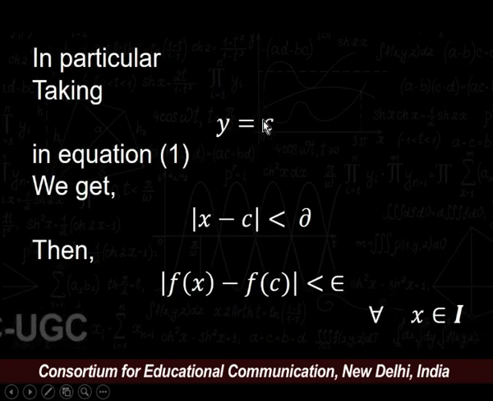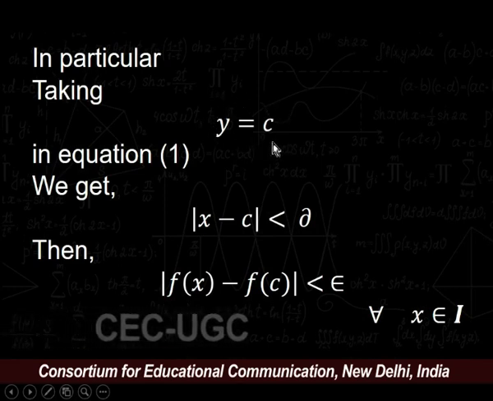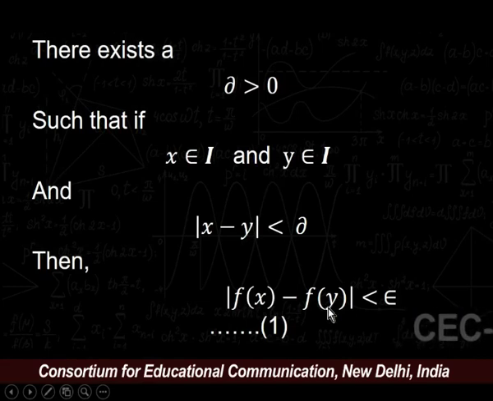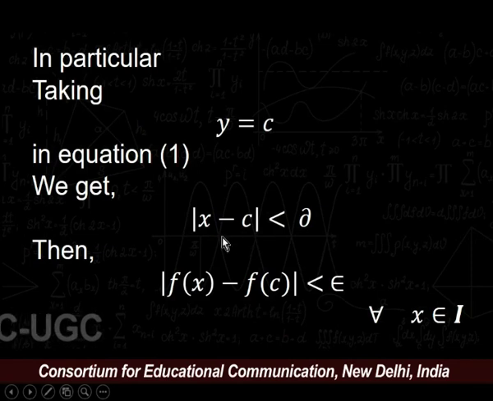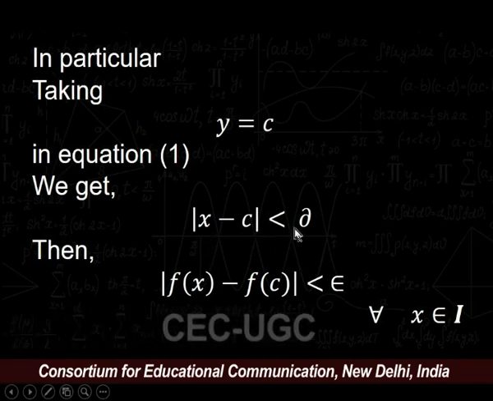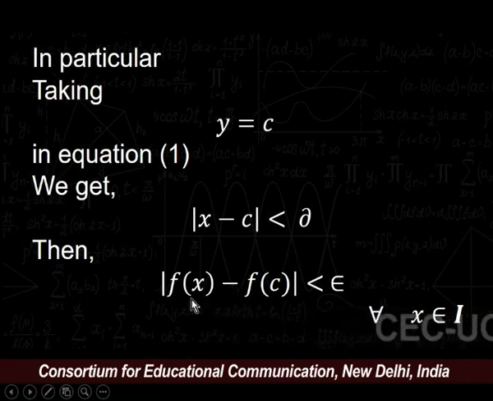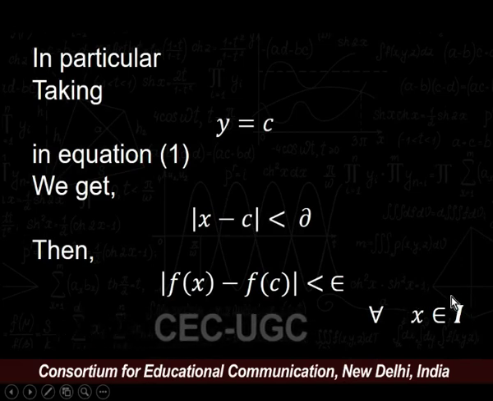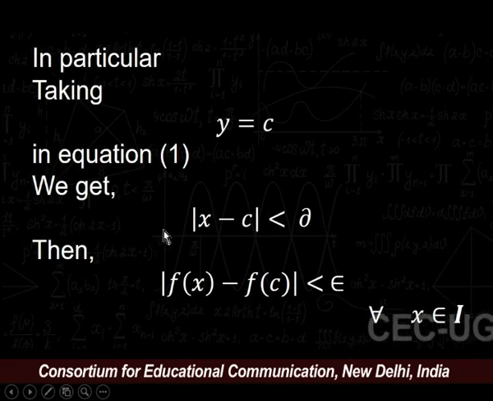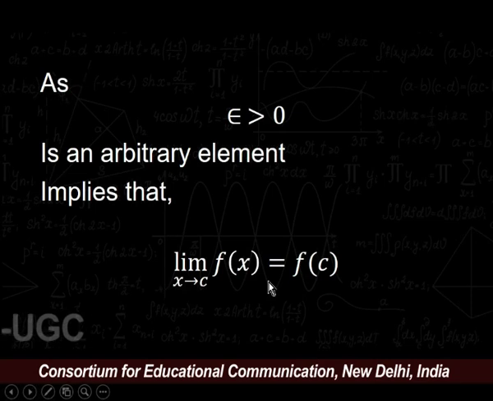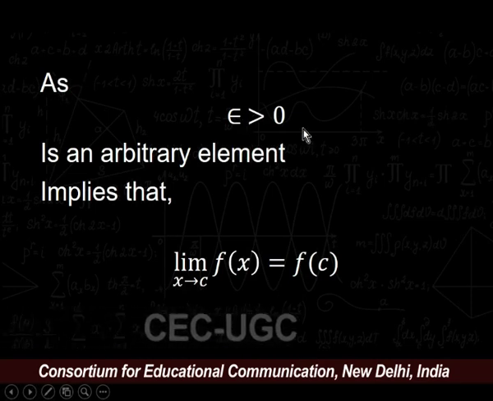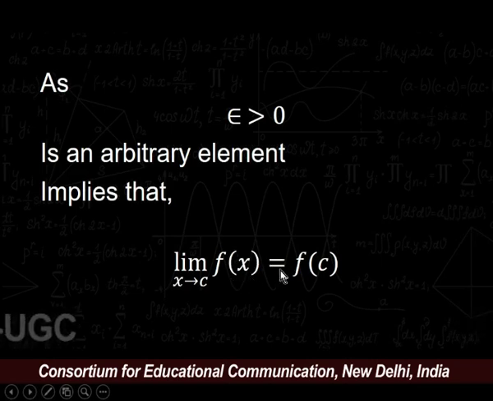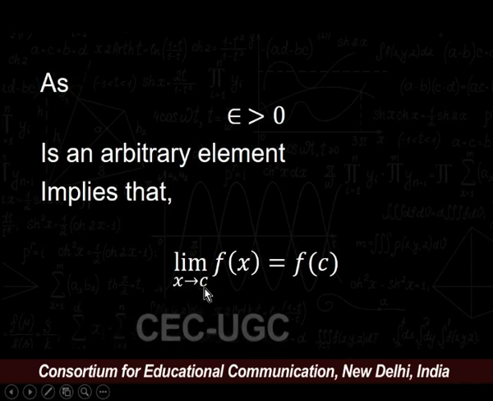Now, in particular taking y equal to c, as we know that c belongs to the set I. So, in equation 1 we put y equal to c, we get: modulus of x minus c is less than delta implies modulus of f(x) minus f(c) is less than epsilon for every x belonging to I. Then we get the definition of a continuous function at point c. As epsilon greater than 0 is arbitrary, we can say that the limit of f(x) is equal to f(c) as x approaches c.